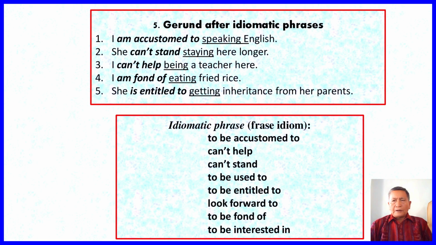The next one, 5, gerund after idiomatic phrases. Look at the examples. 1, I'm accustomed to speaking English. 2, she can't stand staying here longer. 3, I can't help being a teacher here. 4, I'm fond of eating fried rice. 5, she's entitled to getting inheritance from her parents.